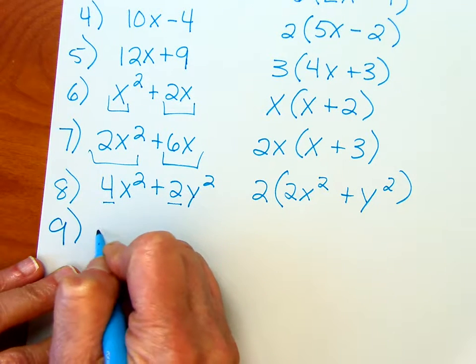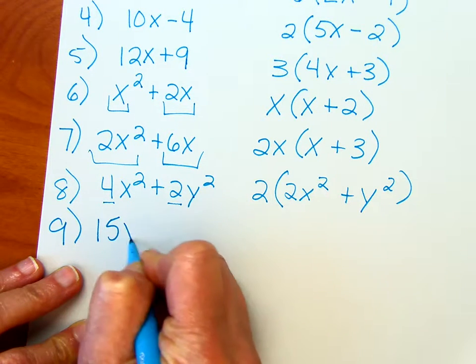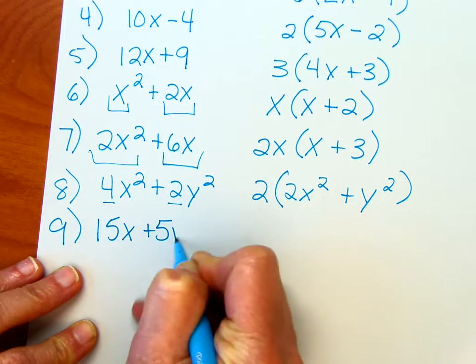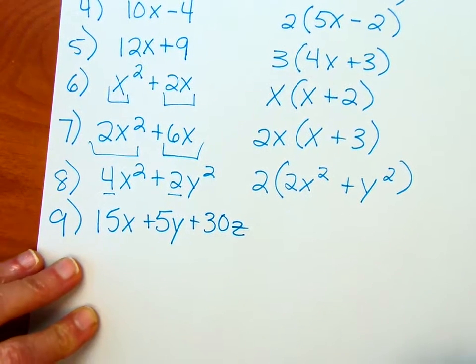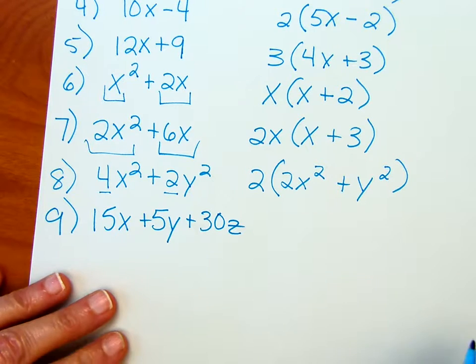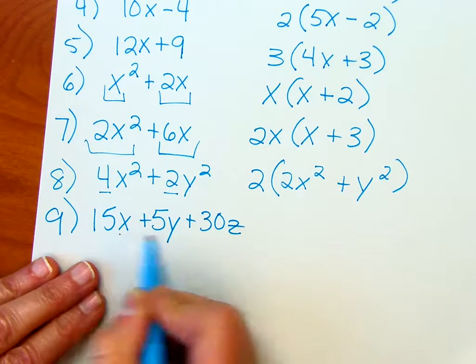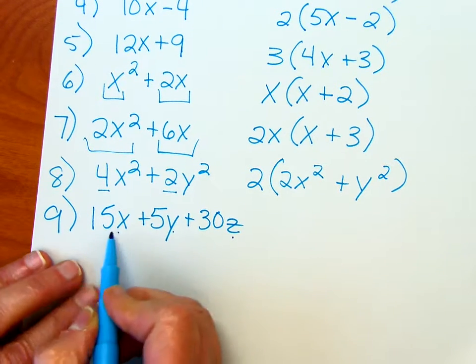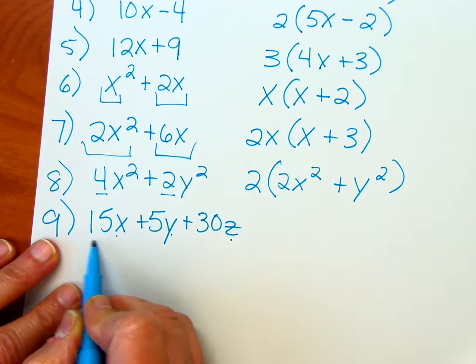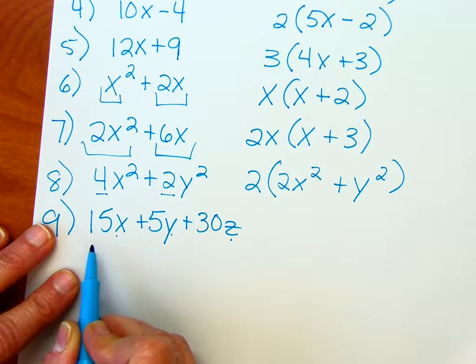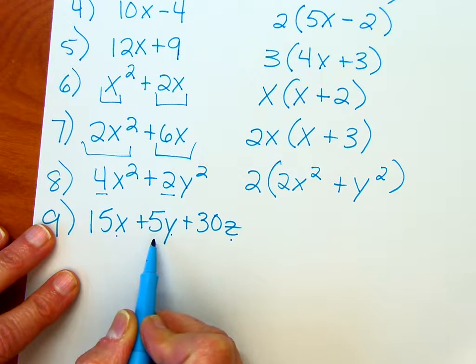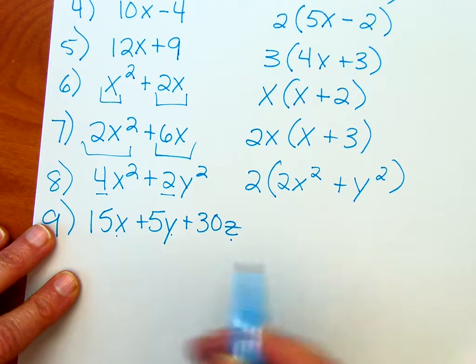This one's going to be a trinomial, so we've got 15x plus 5y plus 30z. Okay, and we're going to try to factor this. Notice that the variables are different in each one, so really we're just going to be factoring these coefficients. And the common factor that they all share, or the greatest common factor, would be 5. Yeah, 5 is going to be it.